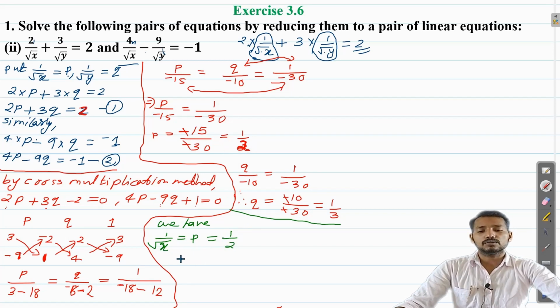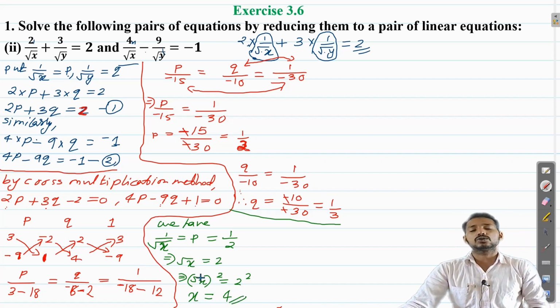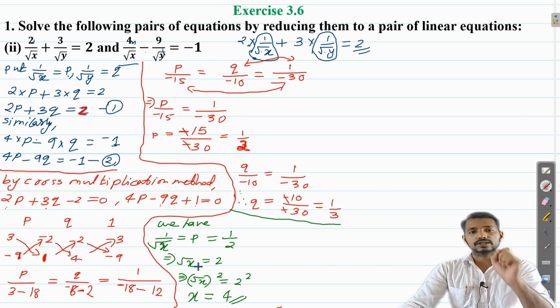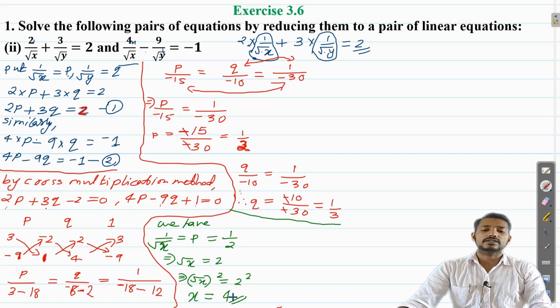So 1 by root x is equal to 1 by 2. Taking the reciprocal on both sides, we will get root x is equal to 2. Then taking the square on both sides, root x whole square is equal to 2 square. Root x whole square becomes x, and 2 square is 4. Here we substituted 1 by root x equal to P, so we got only the value of root x. Again we have to square both sides to find x. So x is equal to 4.